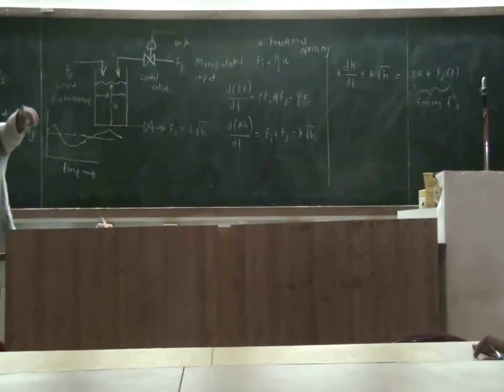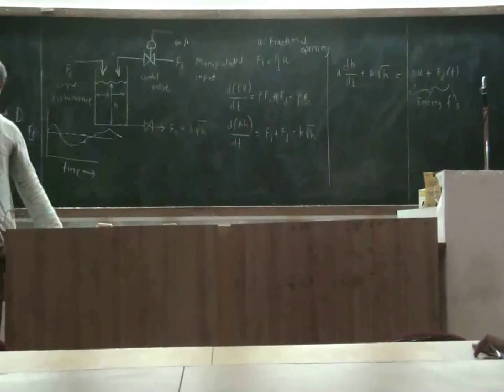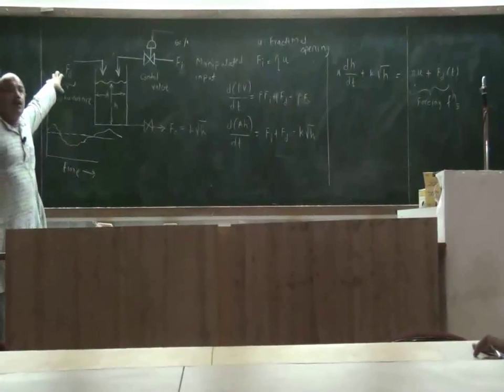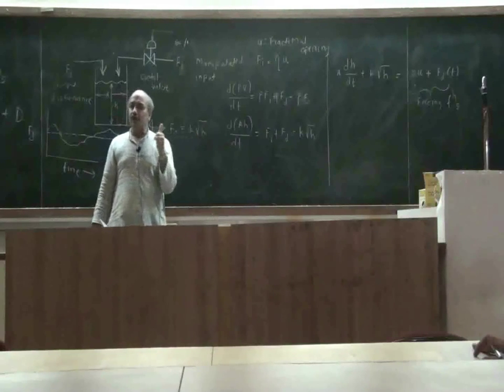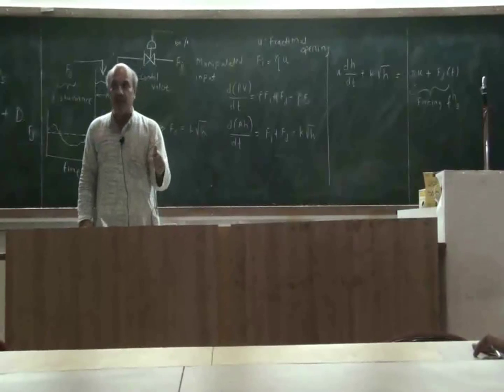We have to change one of the components, one of the inputs, so that the level... Which input? I cannot change this input. We have to control FI such that the... I have to manipulate. We don't use control. I have to manipulate FI to control level. Okay? I have to manipulate FI.